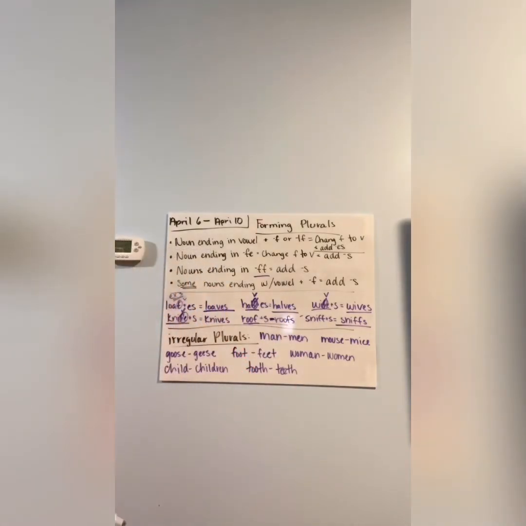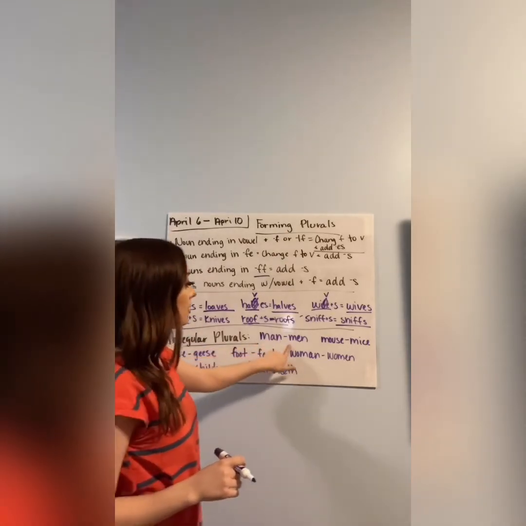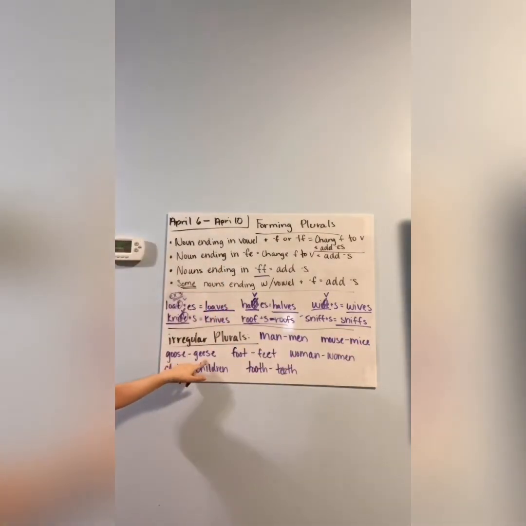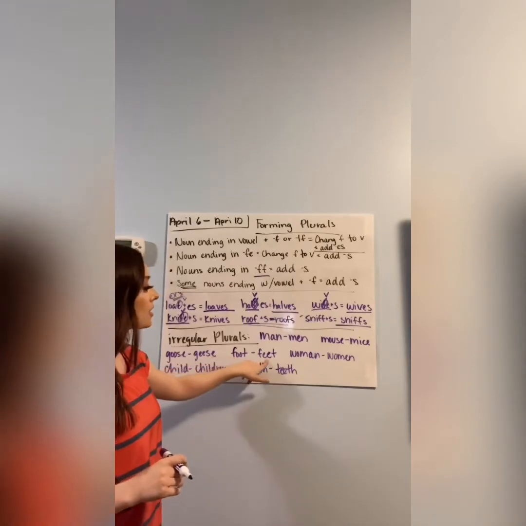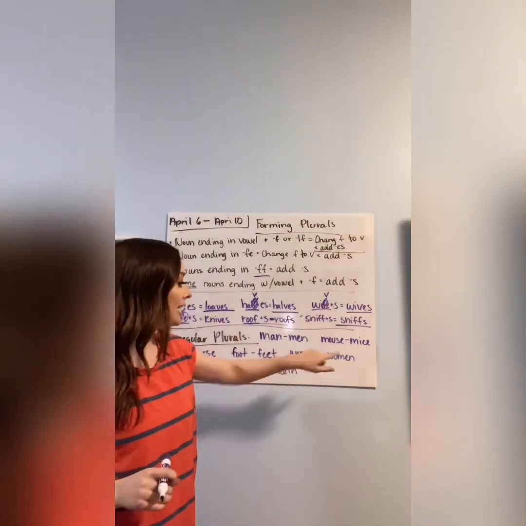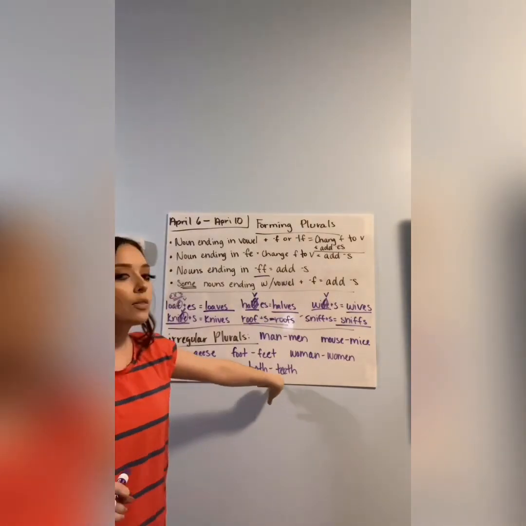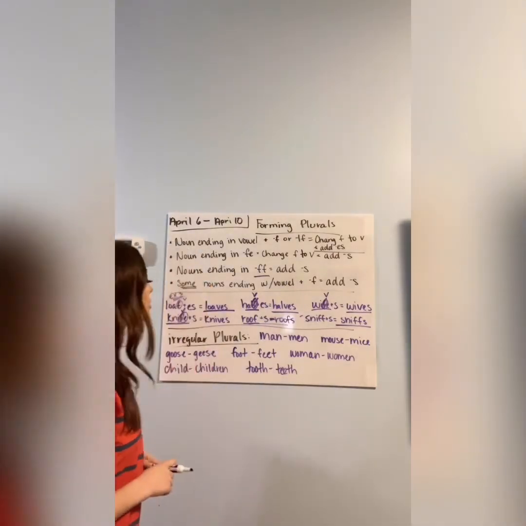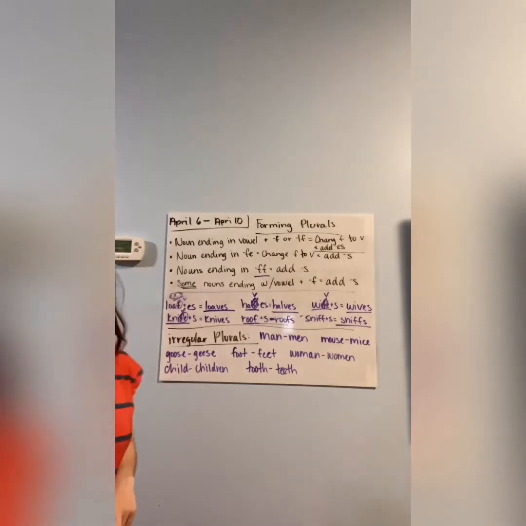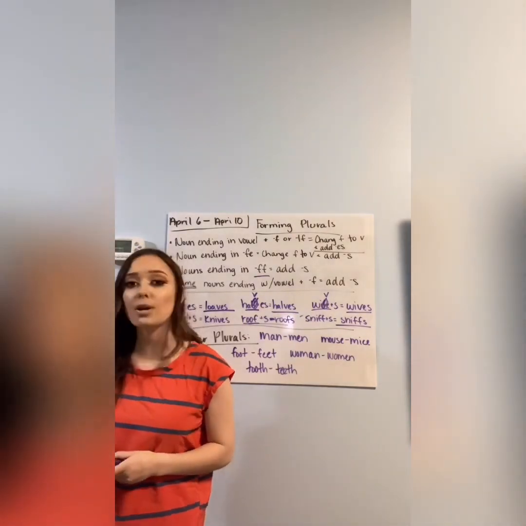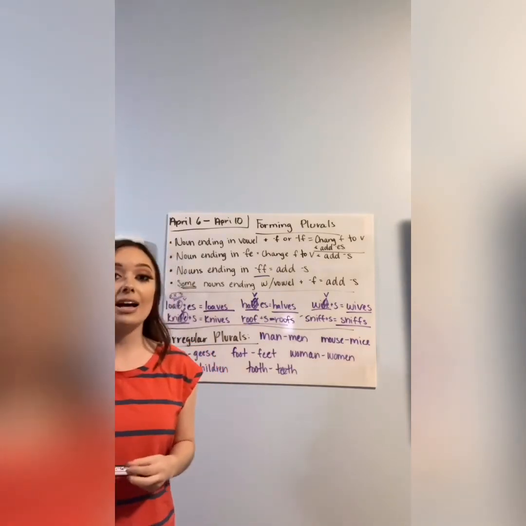There are some irregular plurals, and those are man to men, mouse becomes mice, goose becomes geese, foot becomes feet, woman becomes women, child becomes children, and tooth becomes teeth. And those are just some irregular plurals that you're going to have to remember. Those are on your lesson 92. That is on page 299, so you have that to look at as well.